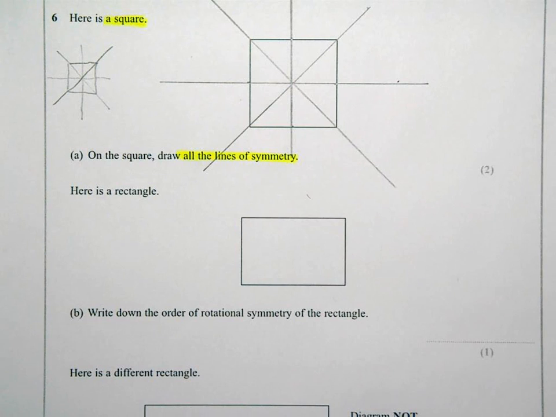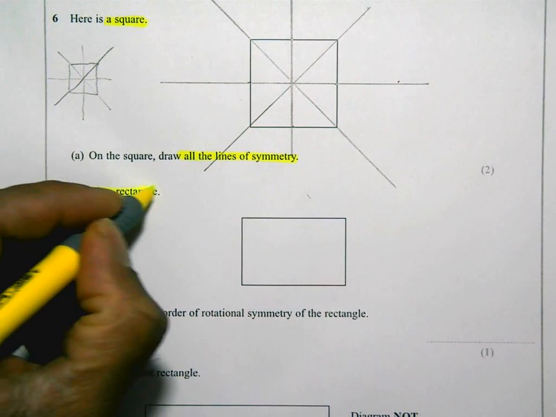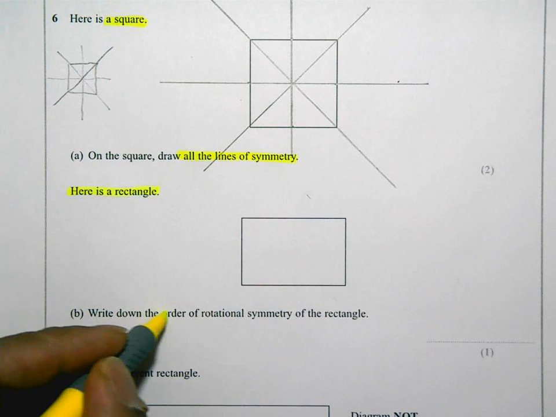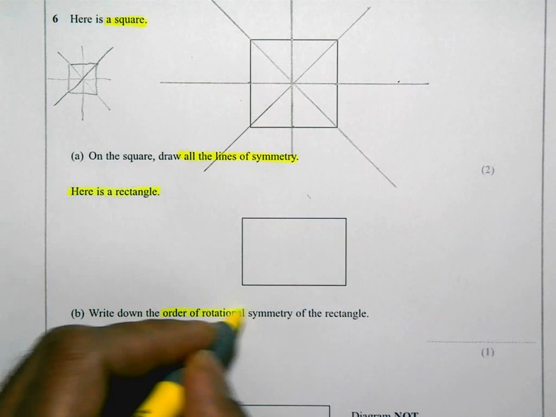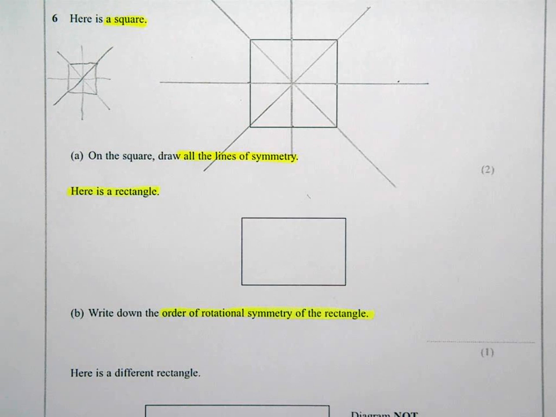Going on to part B. Here is a rectangle. Write down the order of rotational symmetry of the rectangle. Now, the order of rotational symmetry of a shape is the number of times in a full turn that it overlaps itself, if it's spun around in a full turn.